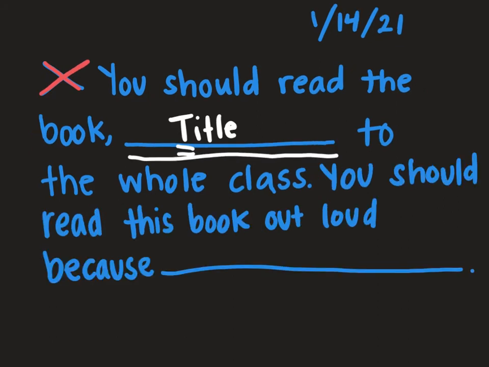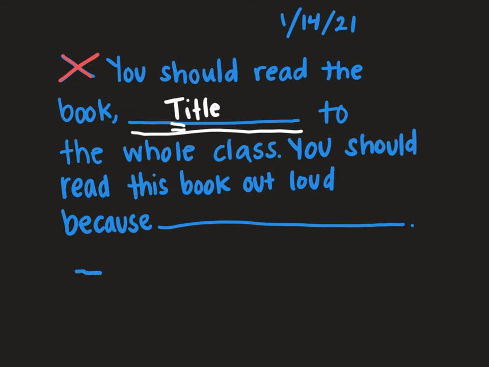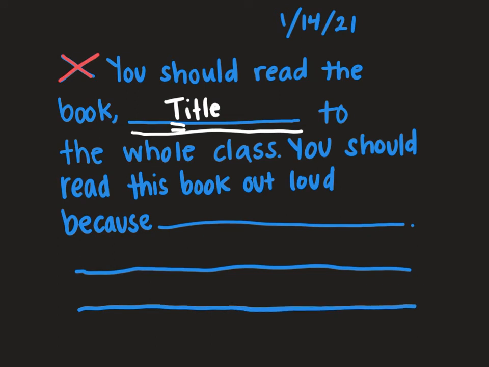You can use a sentence: You should read this book out loud because blank. In that blank, you can give your own opinion. You can say something that you enjoyed from the book that you think your classmates would enjoy as well. So you're using the text, using the story to help you write this. Now, again, this isn't enough. So you would have to write more sentences, more details of why this book should be read to your classmates.